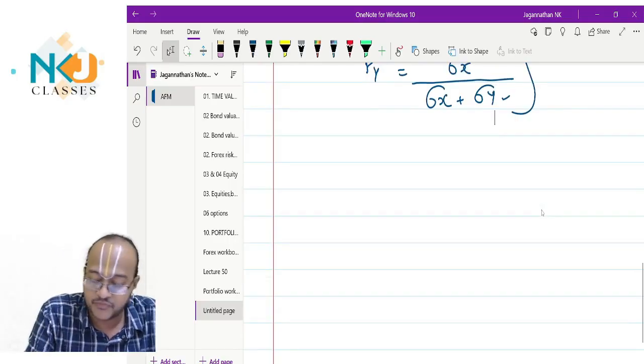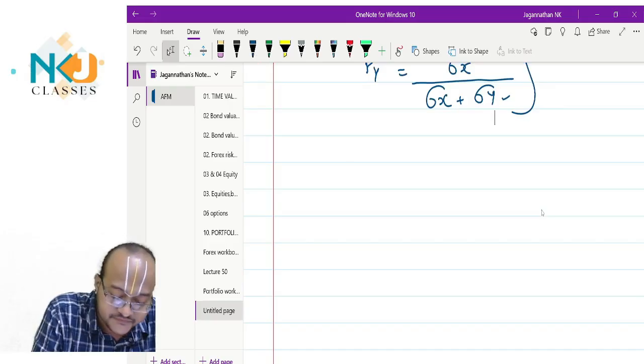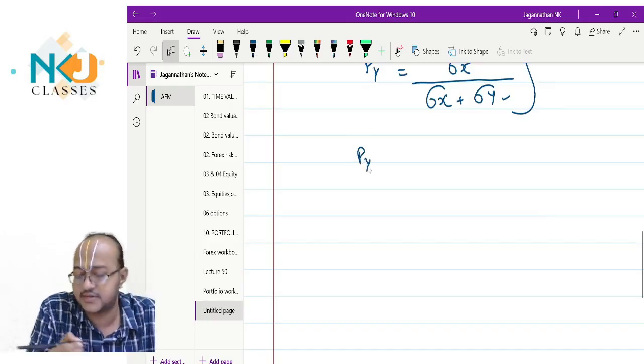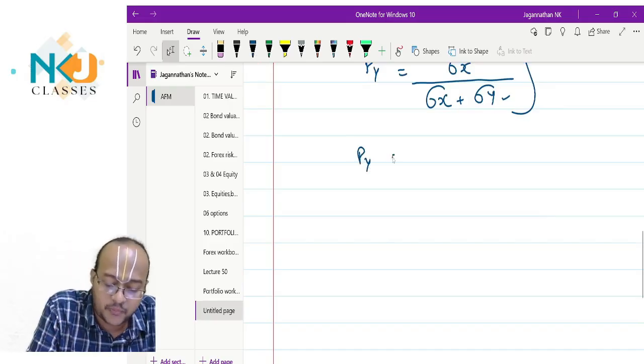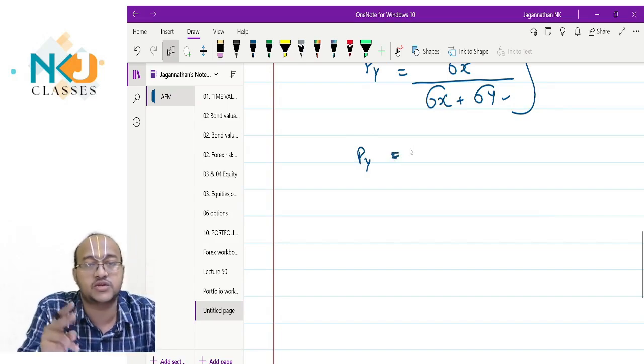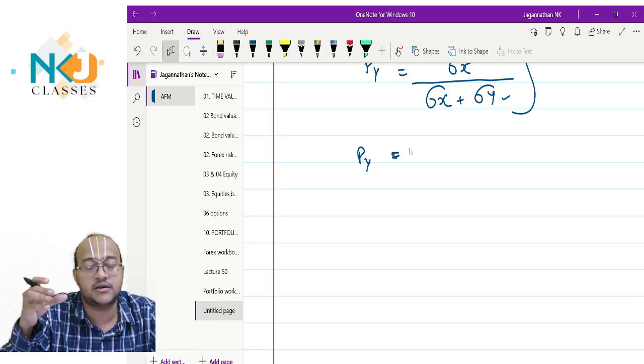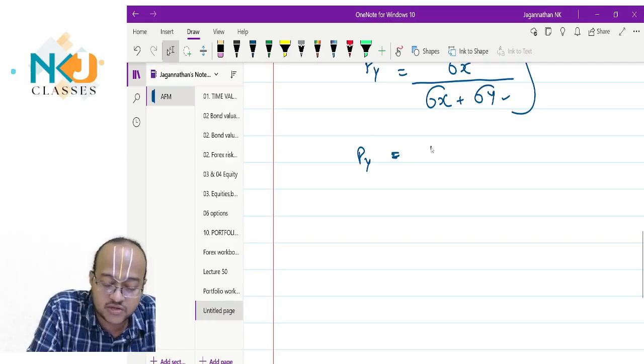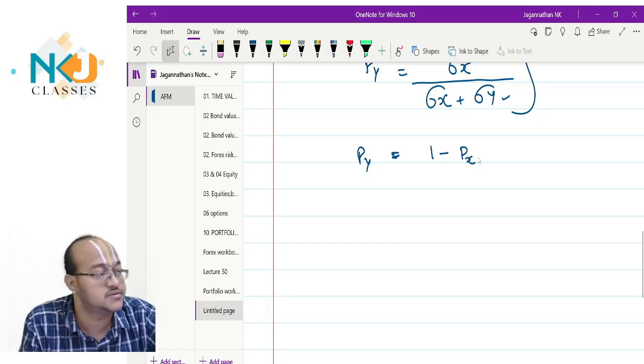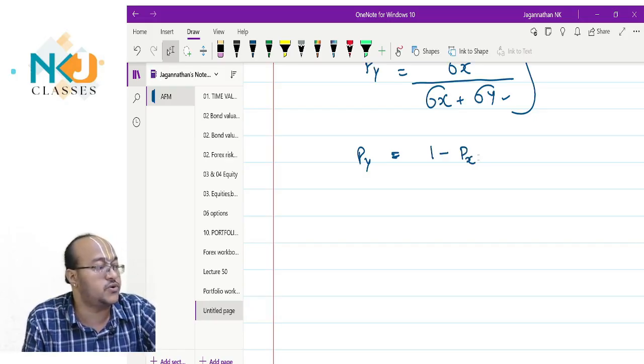Very simple. You already know that proportion of y. Let us take proportion of y. Proportion of y is nothing but, only a two security portfolio we are discussing, correct? Proportion of y is nothing but 1 minus proportion of x. You are agreeing, 1 minus proportion of x, correct? Are you all able to follow? Yes, sir. Shall I continue? See here.